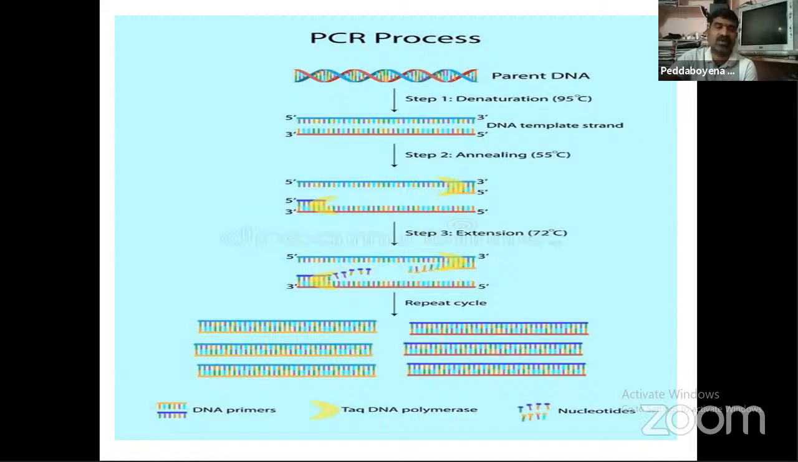In this diagram you also observe the very popular DNA polymerase enzyme, and the next one, primer. So DNA primers, Taq DNA polymerase and nucleotides are the very, very important components for the process of PCR. So here you are observing these three steps are very, very important, understand. One is 95 degrees centigrade, 55 degrees centigrade, and 72 degrees centigrade.